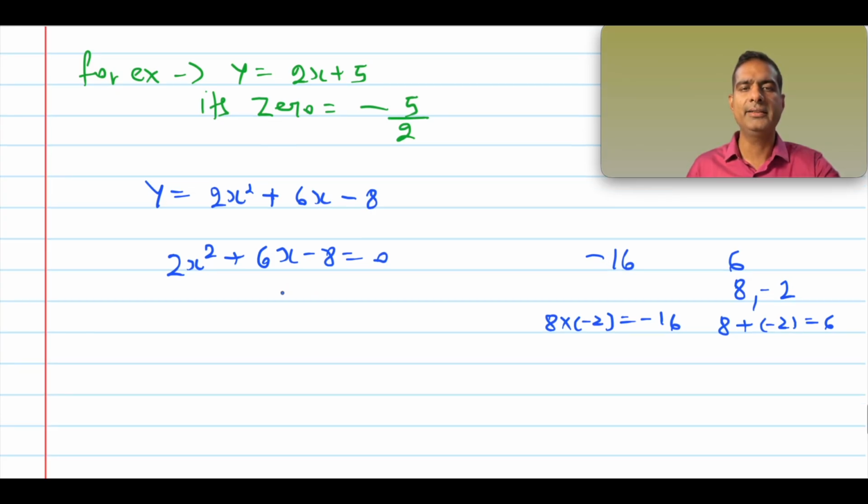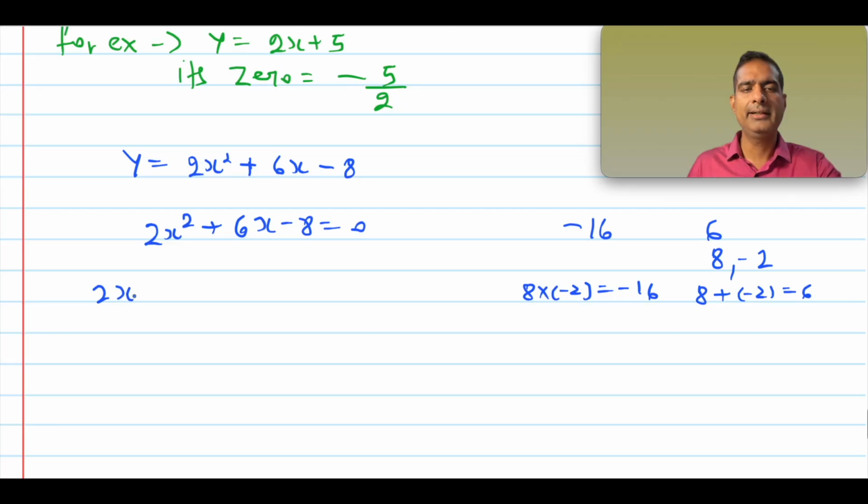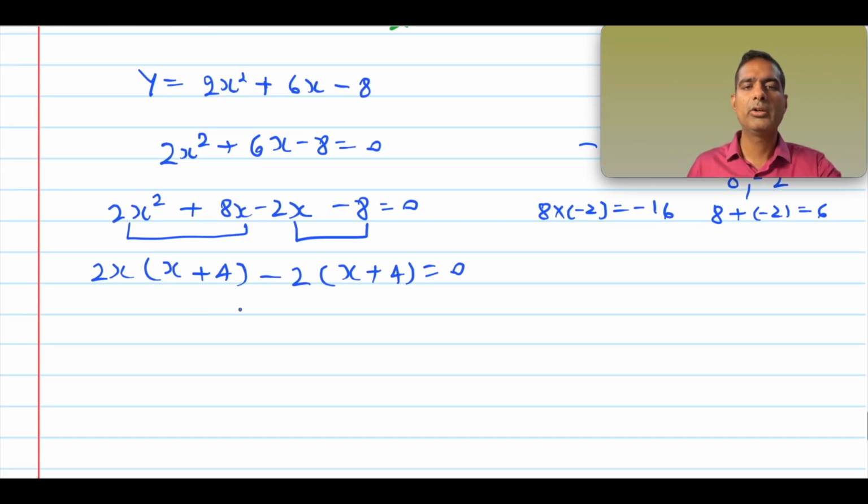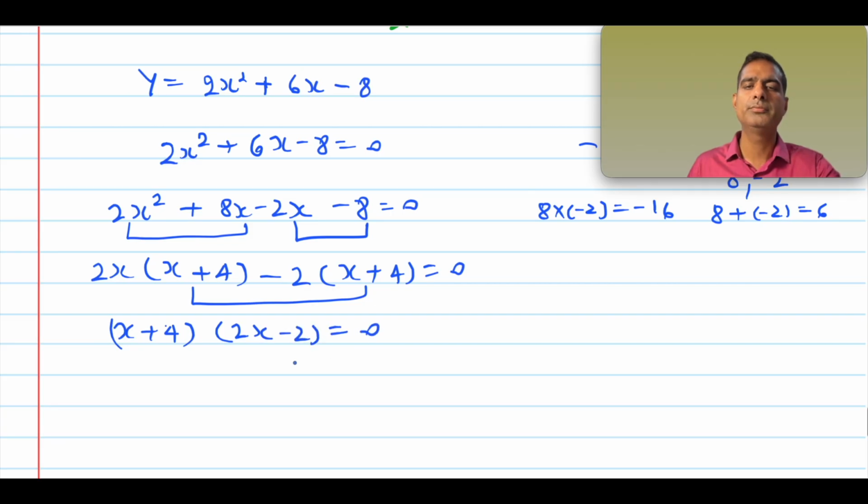Now we can factorize it. We can write 2x square plus, we can write 6x as 8x minus 2x, minus 8 is equal to 0. Now in these two terms we can see 2x is common, so remaining will be x plus 4, and in these two terms negative 2 is common, so we can write x plus 4 is equal to 0. Now in these two terms again x plus 4 is common, so we can write x plus 4 times whatever is left, that is 2x minus 2, is equal to 0.